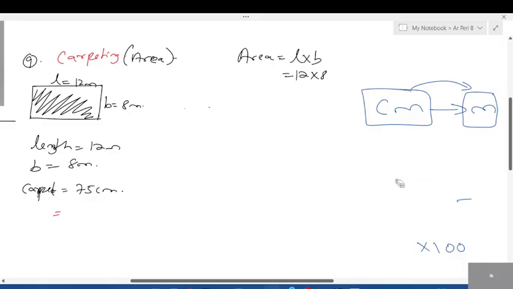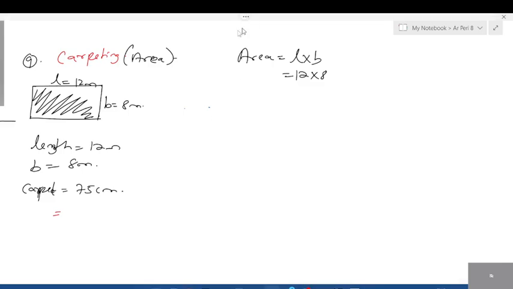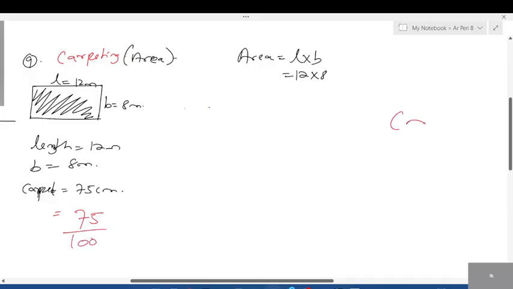Now tell me the carpet value. What is the carpet value? 75 centimeter. If you convert, what do you get? See, centimeter to meter, the number of alphabets is reducing. If it is reducing, division or multiplication? Division, divided. And all of you will remember I taught you the shifting method.